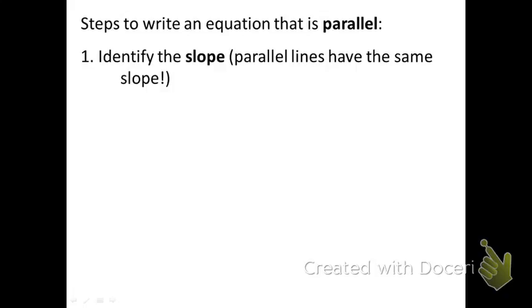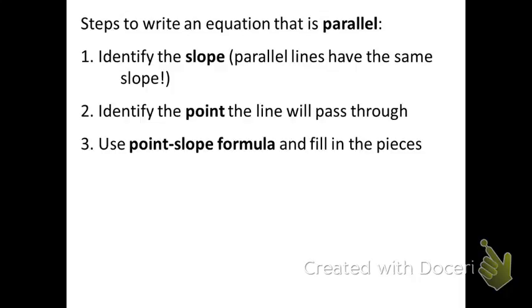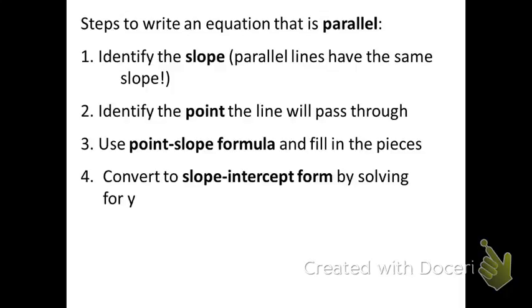So I'm going to give you some steps to write an equation that is parallel. The first thing you have to do is identify the slope. Sometimes you have to do some work, but other times you just get to pick the slope out. And notice that parallel lines have the same slope, and so we're going to use the slope that we find. The second thing is to identify the point the line will pass through, and this will be given to you. From there you're going to use the point slope formula, which is what we used in our last assignment, and fill in the pieces. And then step 4, convert to the y-intercept form by solving for y.